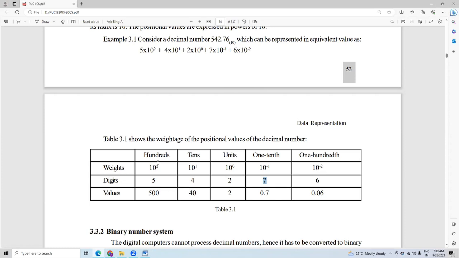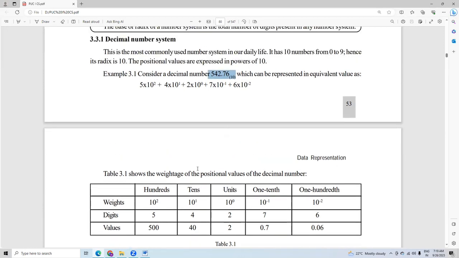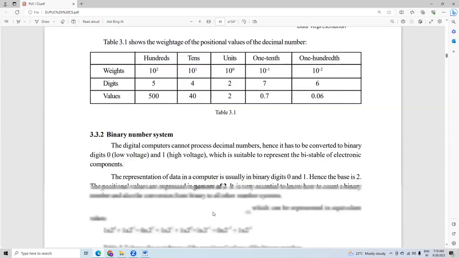So 5 into 10 raised to 2 gives you 500. 4 into 10 raised to 1 gives you 40. 2 into 10 raised to 0 gives you 2. 7 into 10 raised to -1 is 0.7. 6 into 10 raised to -2 gives you 0.06. If you sum all these values, 500 plus 40 plus 2 plus 0.7 plus 0.06, you will get the original number 542.76, right? This is how the decimal number system works.